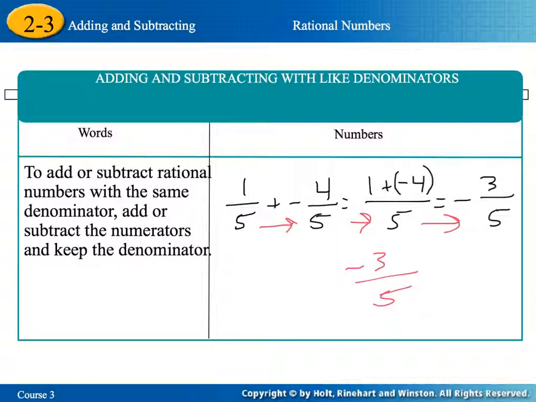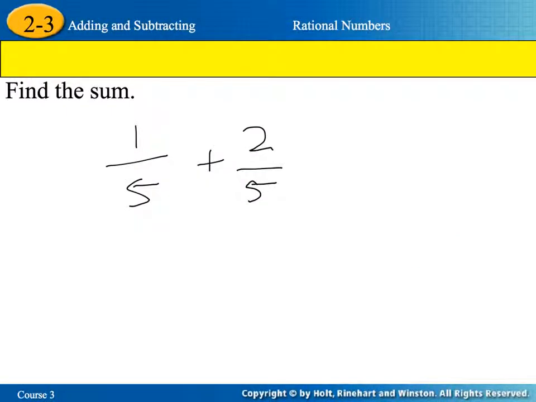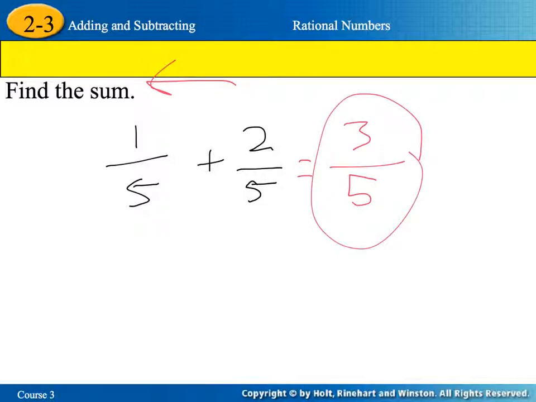Okie dokie, artichoke. Here we go. So find the sum, make sure you write down the directions. Find the sum, add 1/5 plus 2/5. Pause now, give it a shot. All right, 1/5 plus 2/5. Keep the same denominator. Add your numerators. You get 3/5. Make sure it is in simplest form. Is 3/5 in simplest form? You betcha. If you look at that, 1 plus 2 is 3. We keep the denominator as 5. Easy one to start off with.